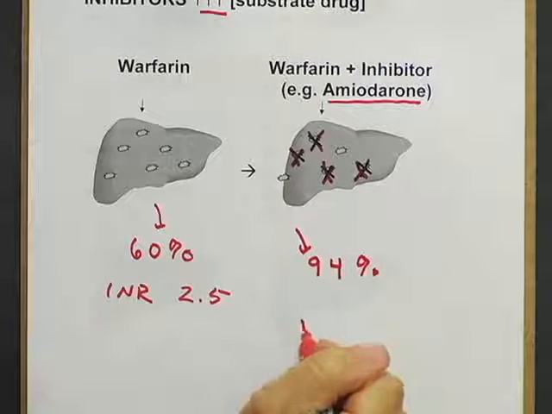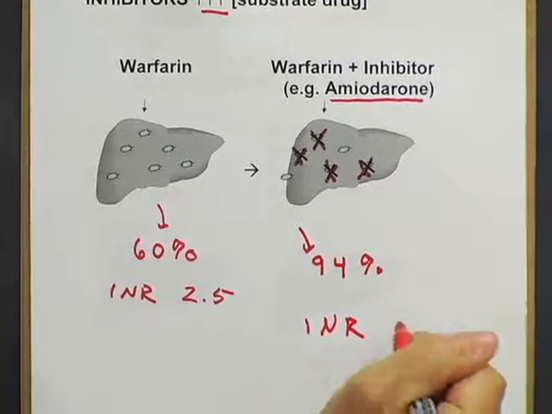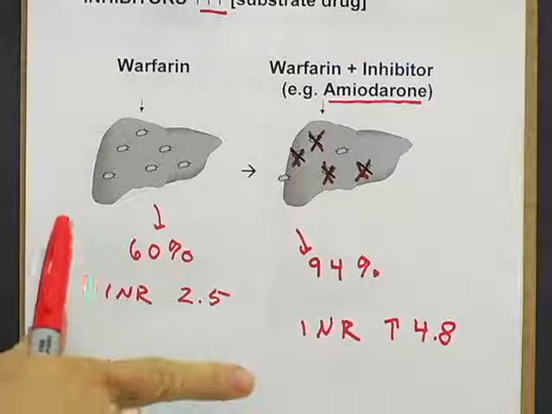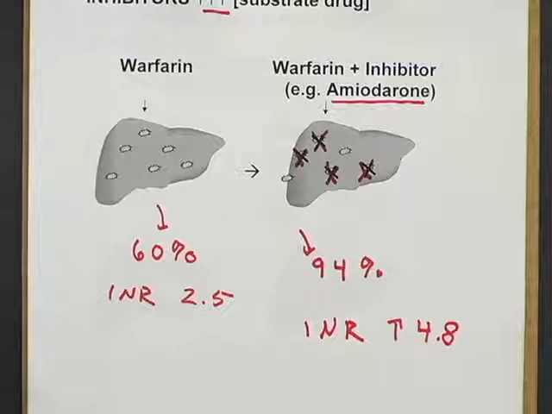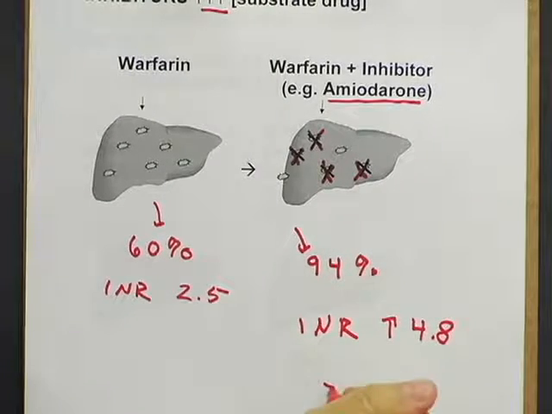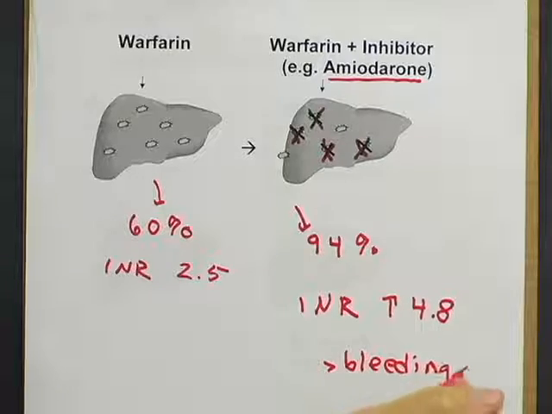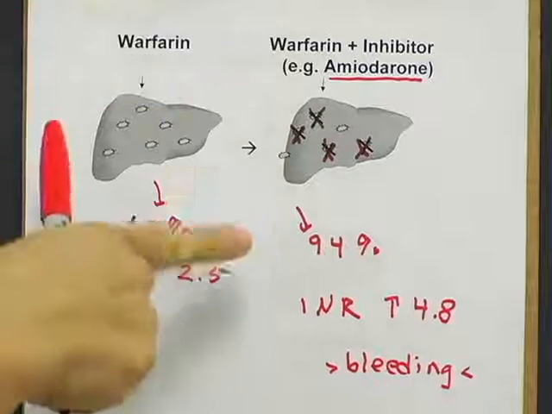And what happens to this INR? The INR shoots up. Let's give this patient an INR of 4.8. Now the INR is too high. The patient is at risk for bleeding. And so this is a problem here.